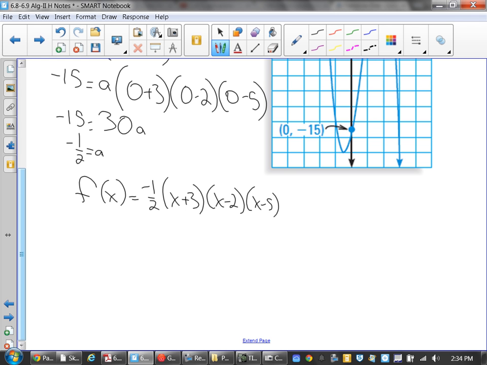When you're dealing with ordered pairs in a polynomial function like this, you're just basically substituting in your zeros and then solving for a and rewriting. It is a lot easier than it looks. Okay?